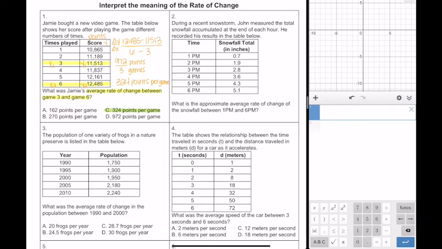Okay, let's look at number 2. During a recent snowstorm, John measured the total snowfall accumulated at the end of each hour. He recorded his results in this table. What's the approximate average rate of change of the snowfall between 1 p.m. and 6 p.m.? So again, notice that this says the average rate of change between 1 p.m. and 6 p.m. So we're going to be looking at what the snowfall was at 1 p.m., what was the snowfall at 6 p.m., and we'll want to find how many inches changed per hour.